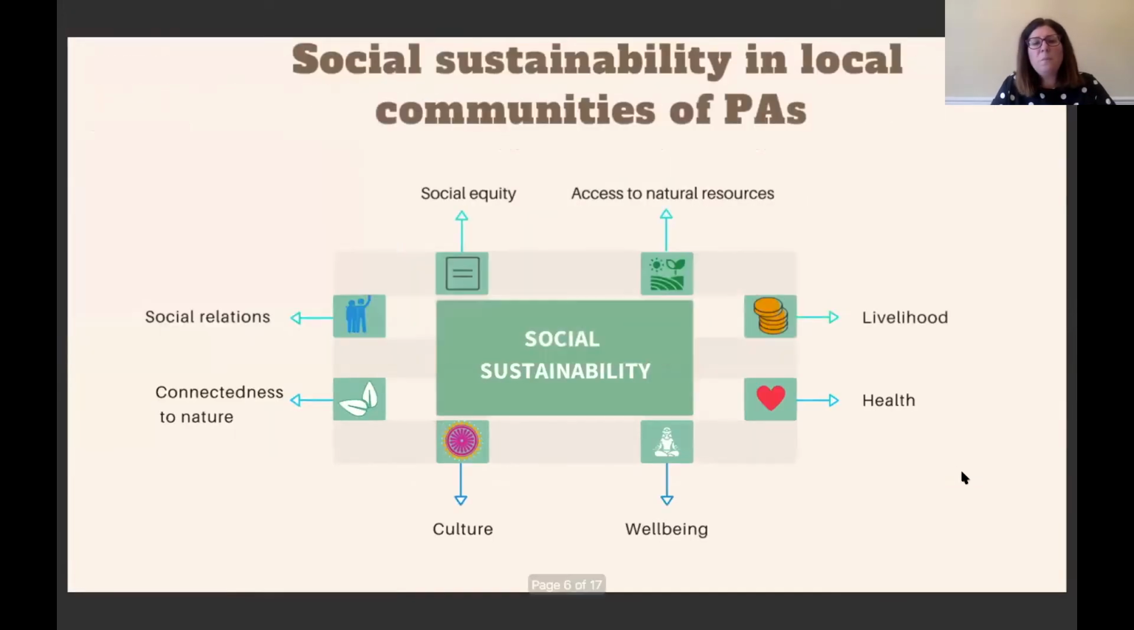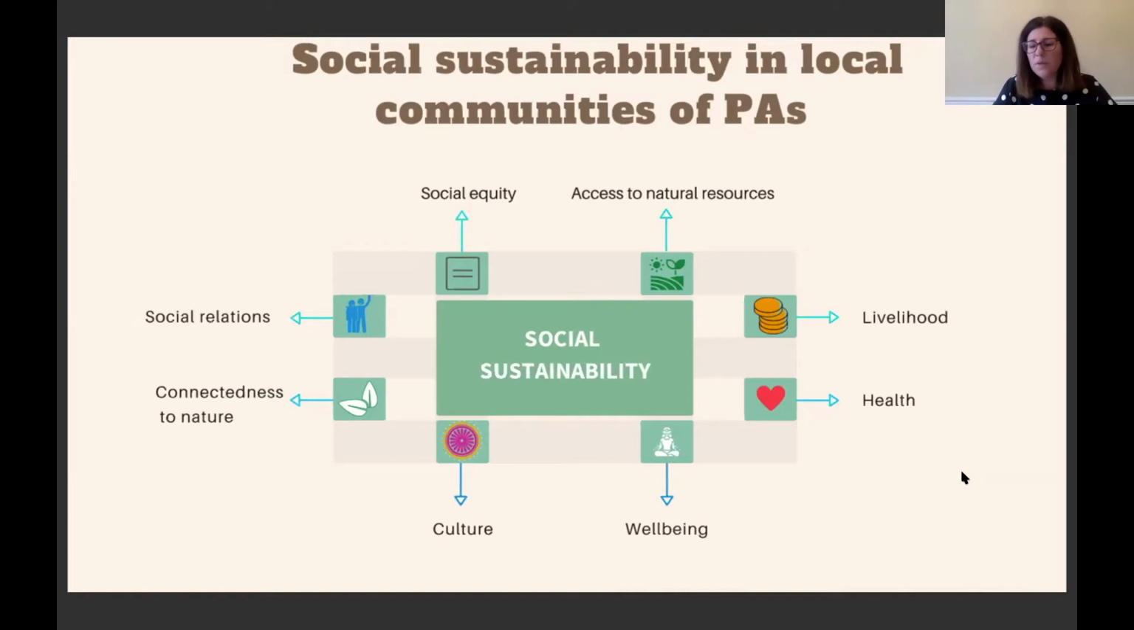So my work is mainly about what impacts the protected areas have on local communities. But these impacts also refer to the visitors. Going through the literature, especially in the global north, we see that we have 8 main categories of impacts which are linked with social sustainability. So, for example, a protected area influences the level of income.